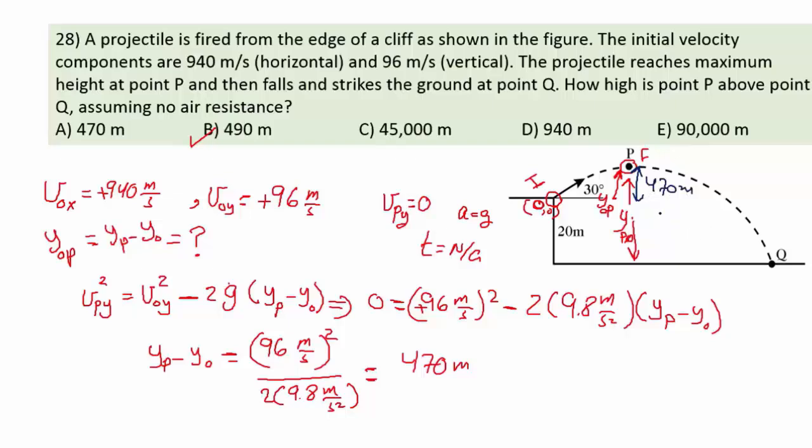But this is not the answer, because the question asks us to find the distance from point Q to point P. So we are talking about this vertical distance here, the whole thing here. So we have to add 20 meters to 470, and hence the displacement from Q to P will be 20 meters plus 470 meters, which will yield 490 meters.